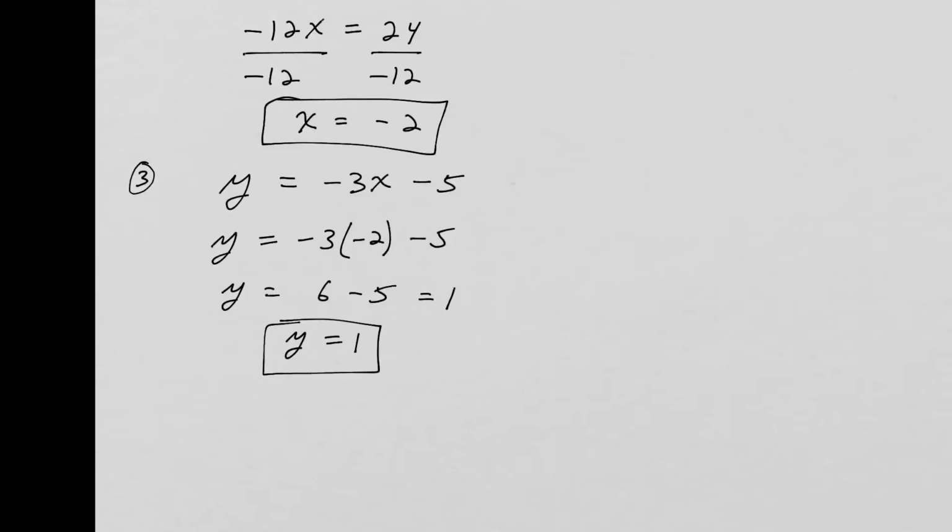So if I want my solution to be written as a point, as an ordered pair, then the solution would actually be negative 2, comma 1. And if you were to graph these two lines, that's where they would cross. Because that point is a solution to both equations, so it has to lie on both lines. So that's the point where those two lines would cross.